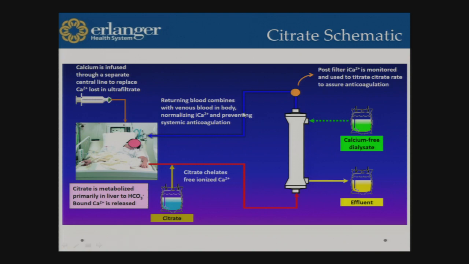So we need to restore the calcium once it's returning to the patient, because after we've left the filter, we no longer care if that blood can clot, or we want that blood to be able to clot. So then we provide a calcium infusion to the patient systemically to replace that calcium.